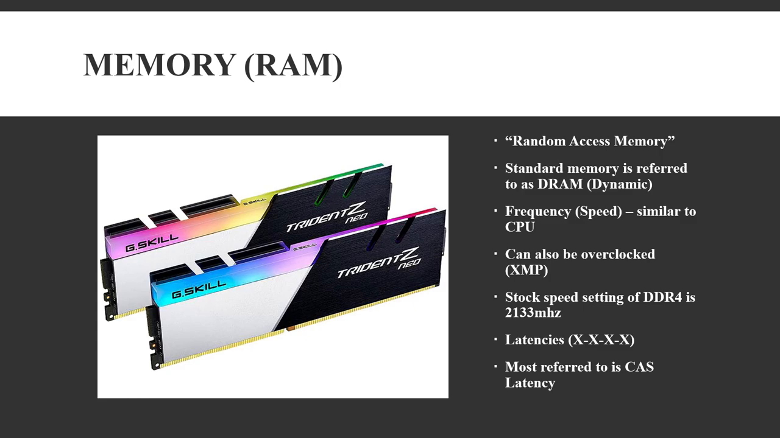Although there are more aspects to memory, which we'll go over later in the club, like the memory controllers and how they actually communicate with the CPU, for now just know that typically you want higher speed and lower latency. So a 3000 megahertz kit running at a CAS latency of, let's say, 16 will be better than a 2133 megahertz kit running at a CAS latency of 19 or something, if that makes sense.